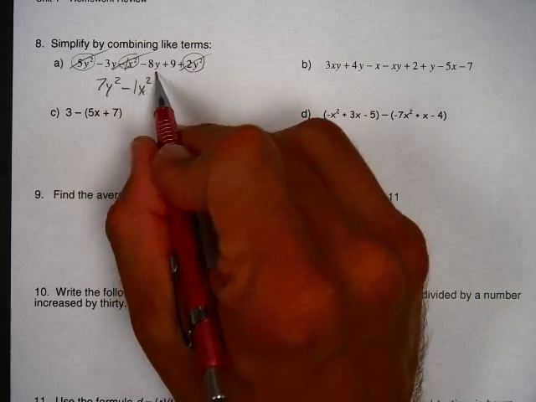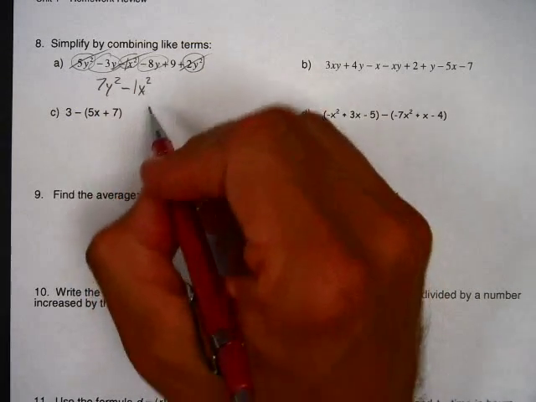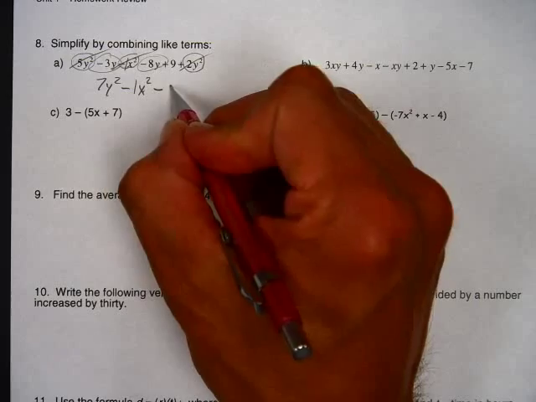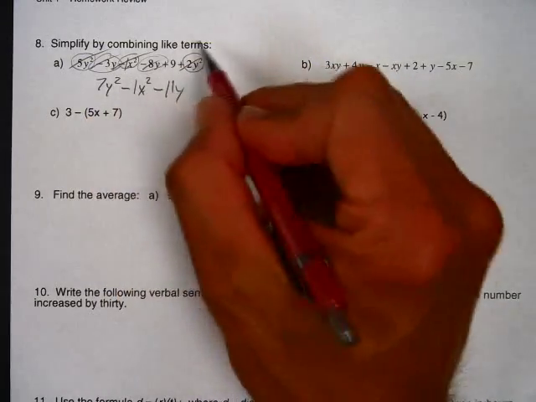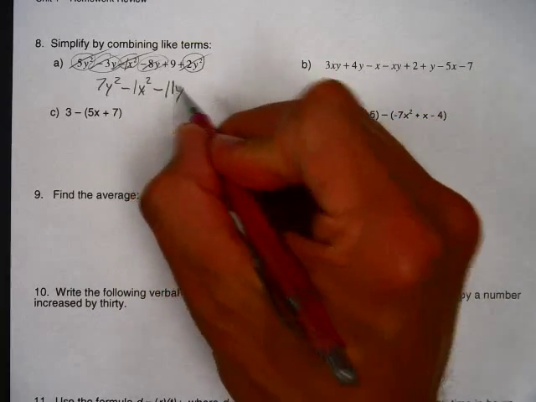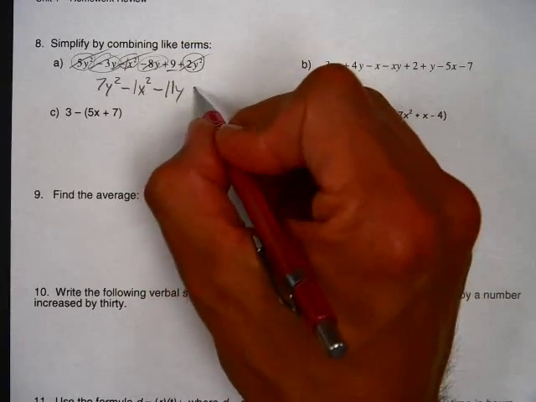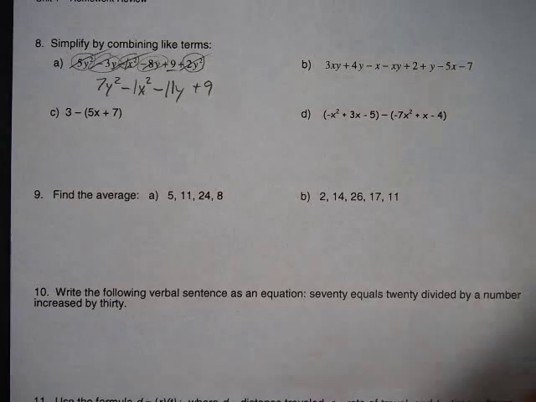I've got -3y, and I've got a -8y. You add those together to get a -11y. Because they're both negative, you're going to add them together. They're both bad guys for a total of 11 bad guys. And lastly, the only thing we haven't accounted for is that +9. So that's our final answer.